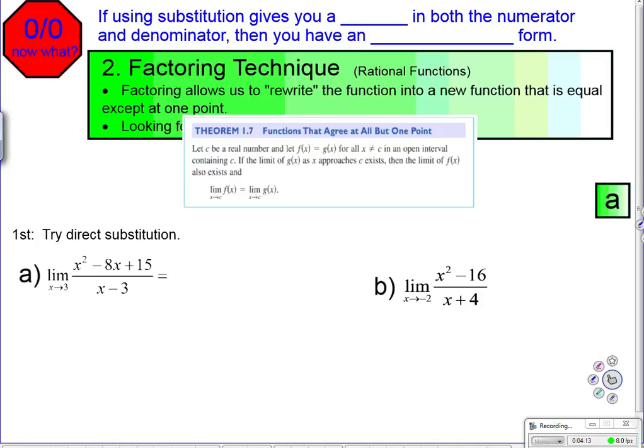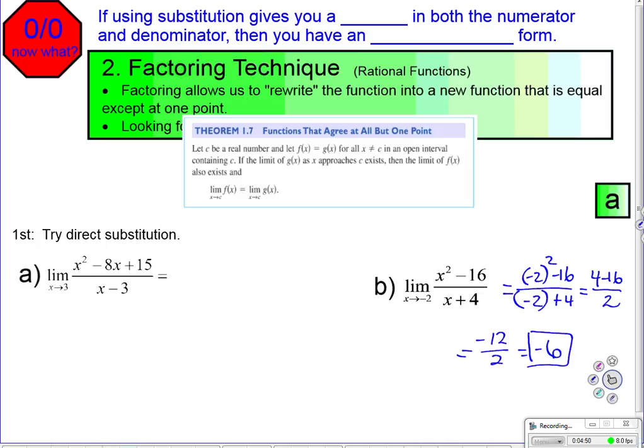All right, letter B. I see a difference of squares on the top, but would I even have to plug that in or factor that? First, try substituting the value. Negative 2 squared minus 16 over negative 2 plus 4 gives me 4 minus 16 on top over 2, since negative 2 plus 4 gives us 2. 4 minus 16 on top is negative 12, divided by 2 gives you negative 6.